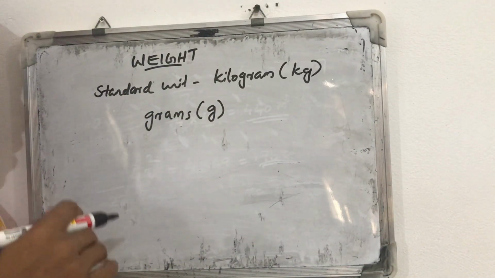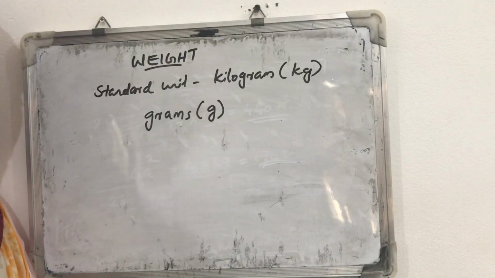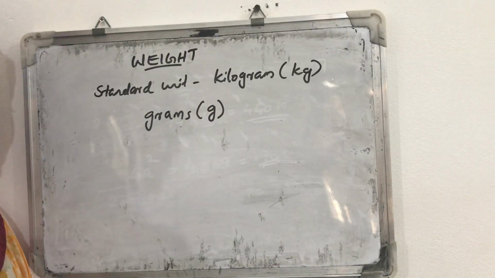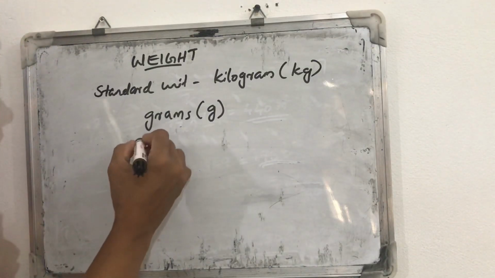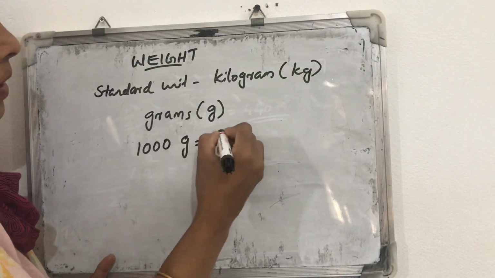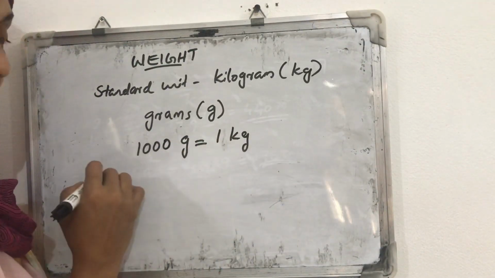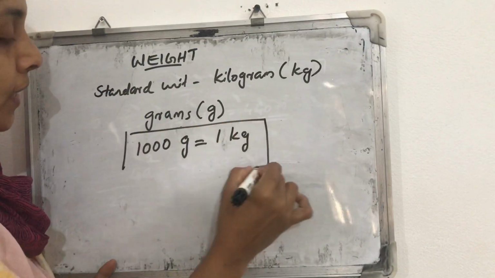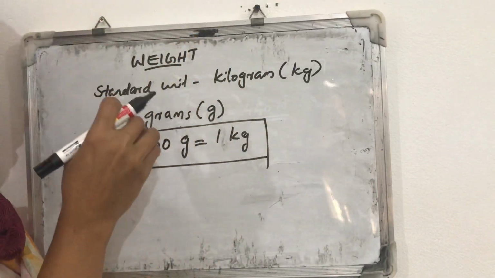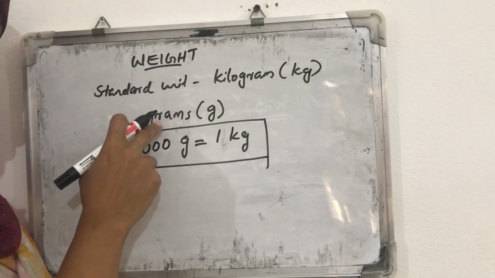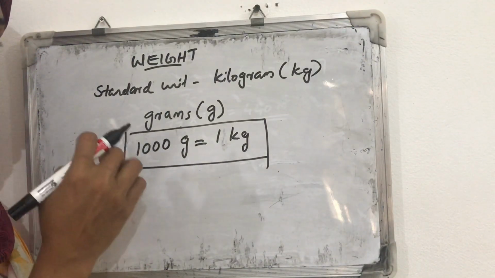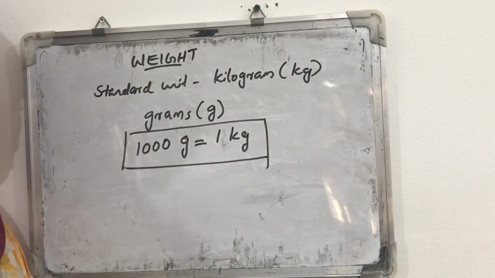And do you know how many grams make 1 kilogram? Can you guess? Yes, 1000 grams make 1 kilogram. So the standard unit of measuring weight is kilogram, and for measuring smaller weight we use grams, and 1000 grams make 1 kilogram.